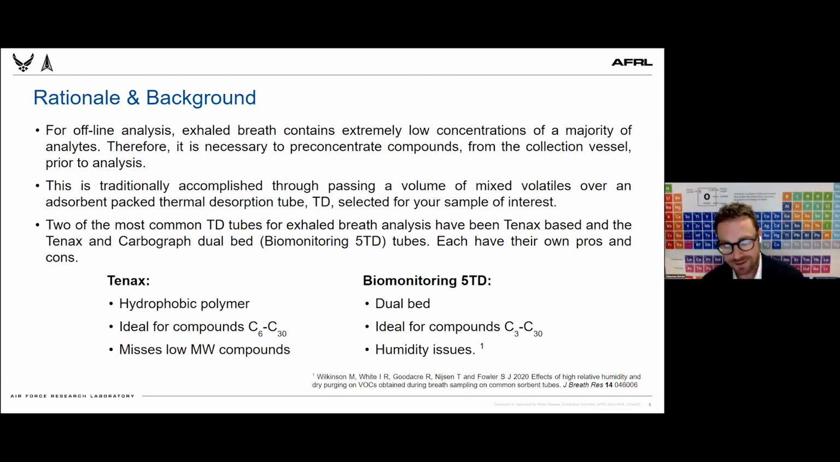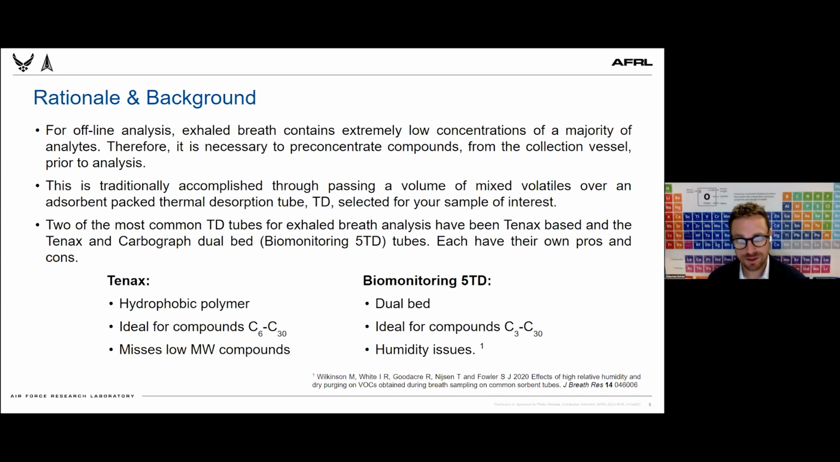Traditionally, for offline analysis, exhaled breath contains very low concentrations of the majority of the analytes. So pre-concentration is usually necessary. Usually this is done through thermal desorption tubes, but there are other ways to do so, such as SPME and headspace, if you really want to get into it.